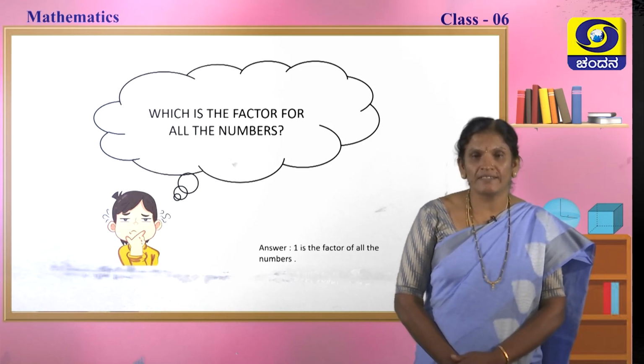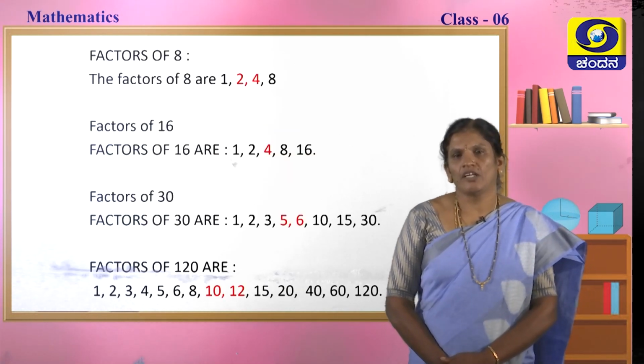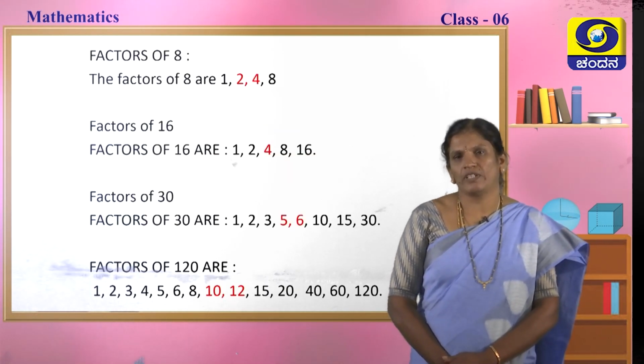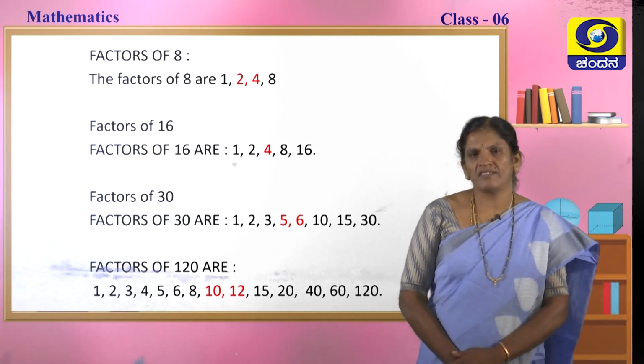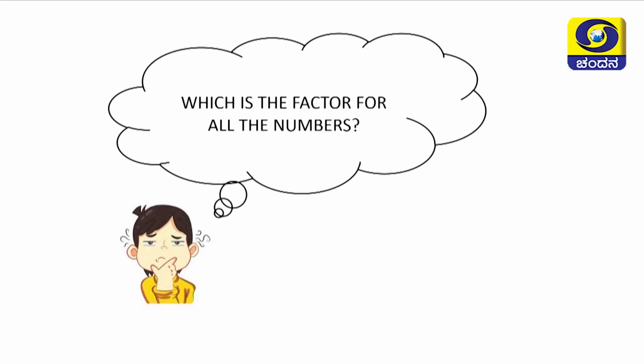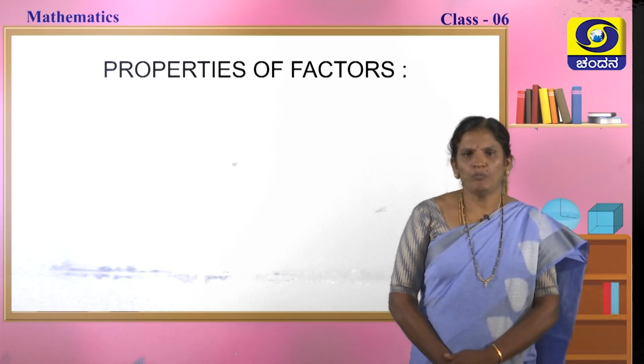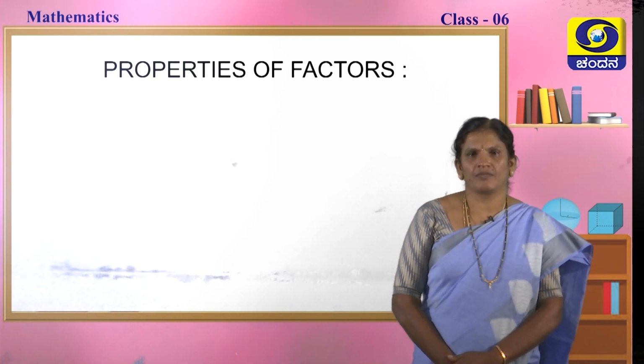Yes, 1 is the factor of all the numbers. See here, in all the factors there is 1. The first number is 1. So we can tell 1 is the factor of all the numbers. Now come to properties of factors.